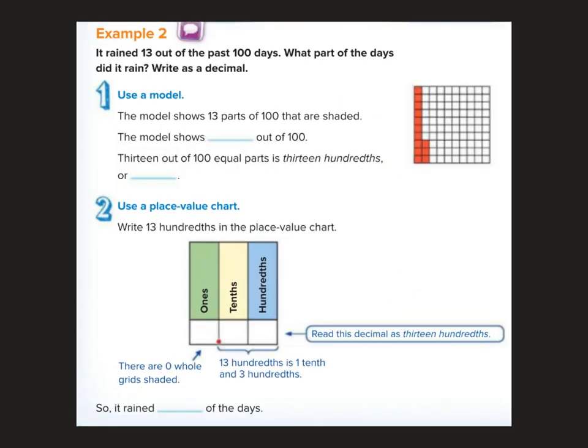Example 2. It rained 13 out of the past 100 days. What part of the days did it rain? Write it as a decimal. So first we're going to use the model and shade in 13 squares. So this would be 13 out of 100 are shaded, 13 hundredths. The model shows that 13 parts out of 100 are shaded. 13 out of 100 equal parts is 13 hundredths.